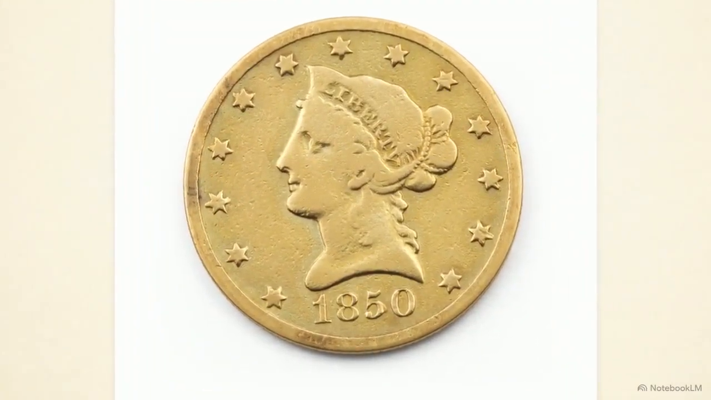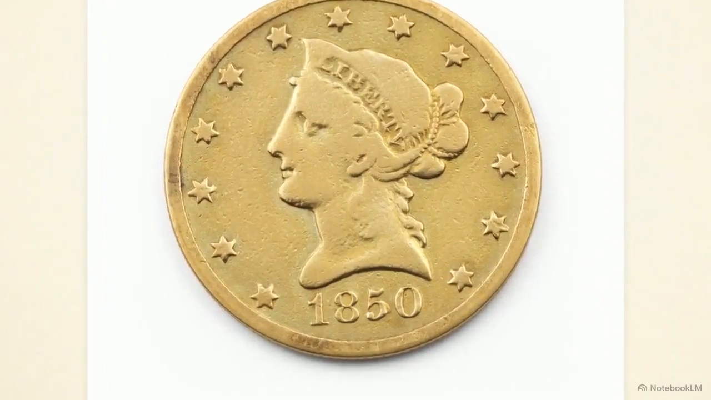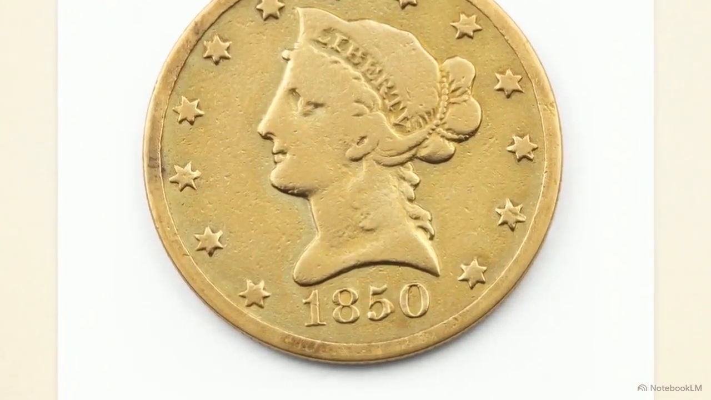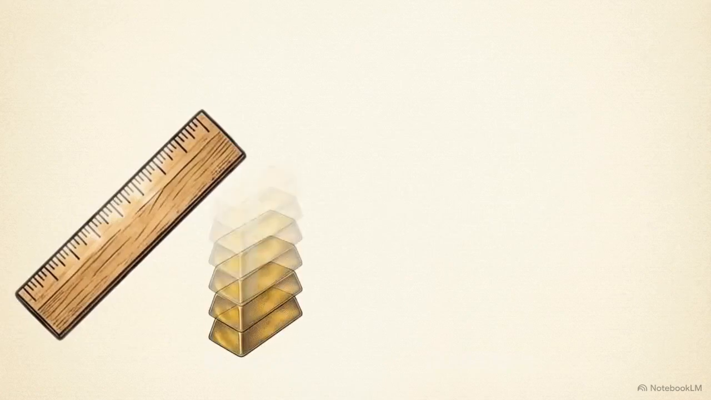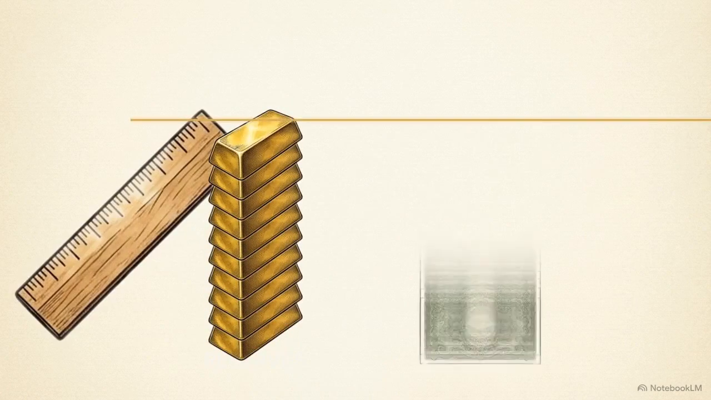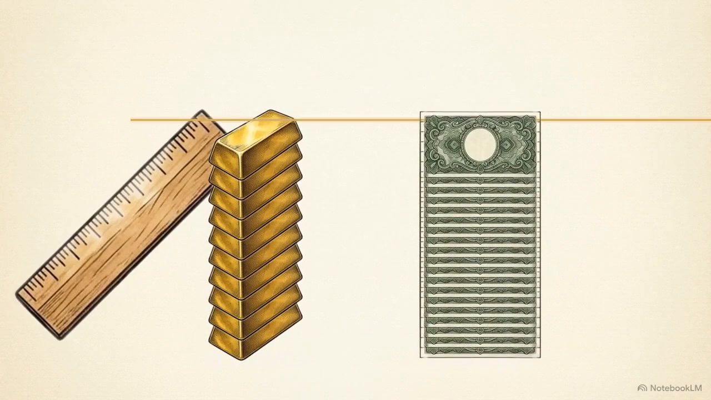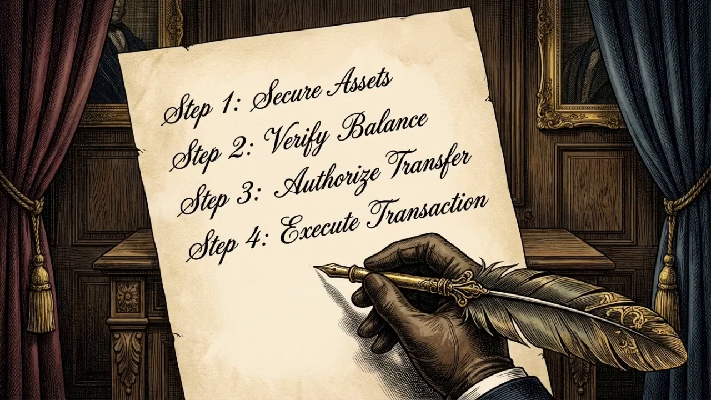A coin like this 1850 Liberty head contained the exact physical weight of gold dictated by law. Pegging currency to a physical weight created a mechanical limit, preventing governments from expanding the money supply without gold to back it. Now for your final note. 4. Exchange rate equals mint parity theory.